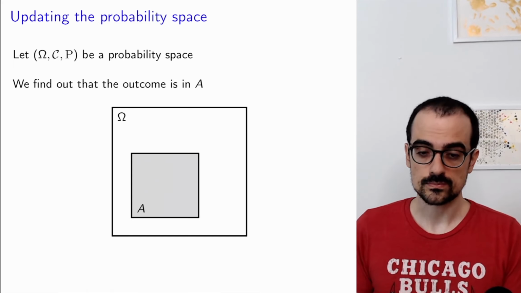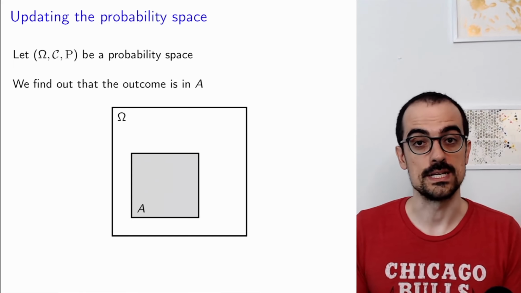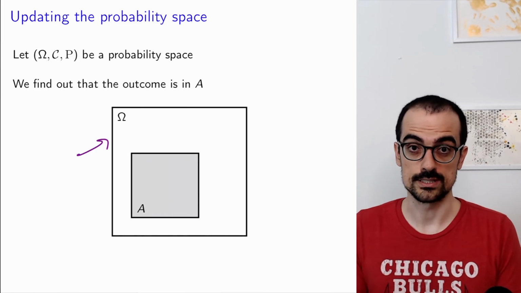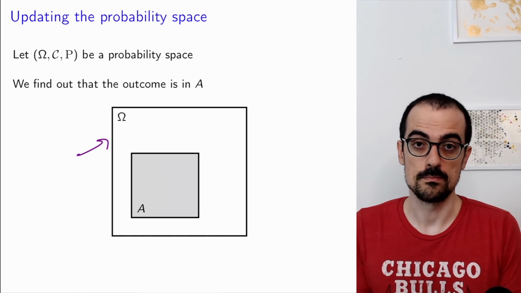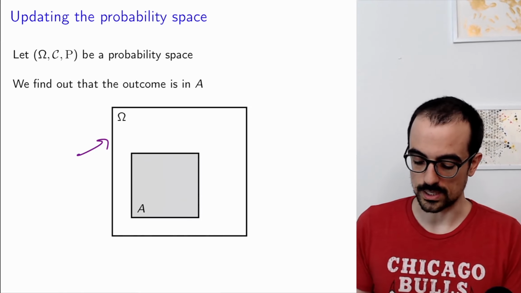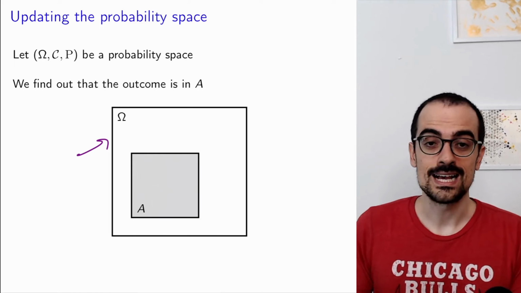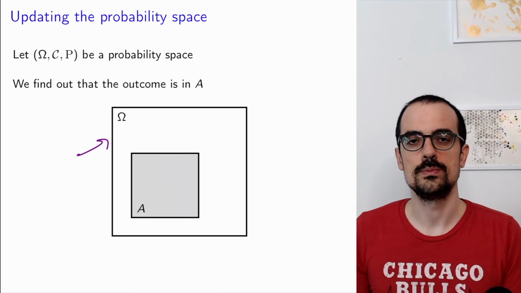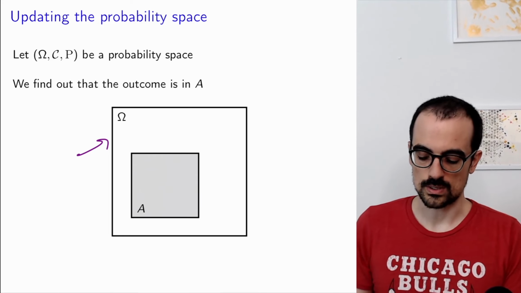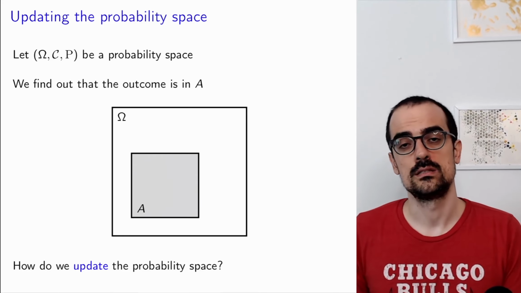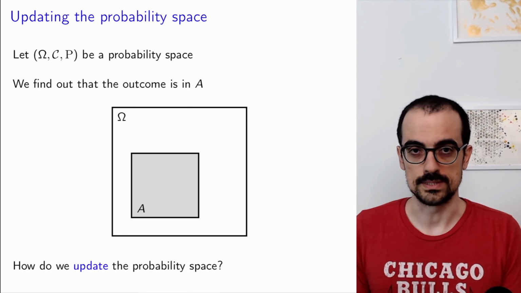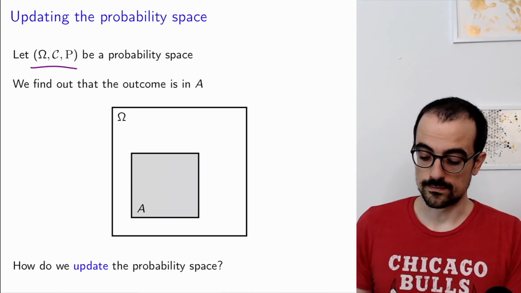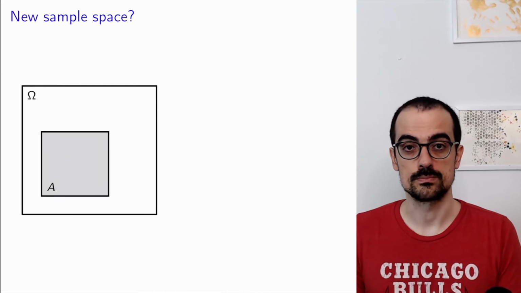Okay, so imagine that we have this probability space, and remember that this is a Venn diagram where the area of each of these shapes represents the probability. So here the area of this big square should equal 1 because the sample space always needs to have probability 1. Okay, so we're interested in this event A, and someone tells us, or we gain this information, that we know the outcome is for sure going to be within the event A. So now the question is, how do we update the probability space? How should we update this probability space? And that means updating each of these elements. Okay, so first of all, what should be the new sample space?